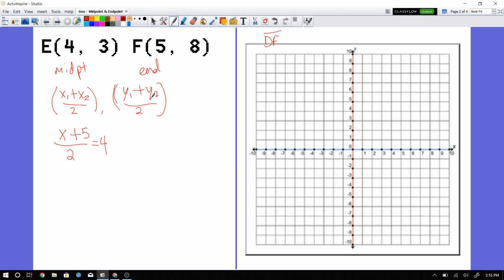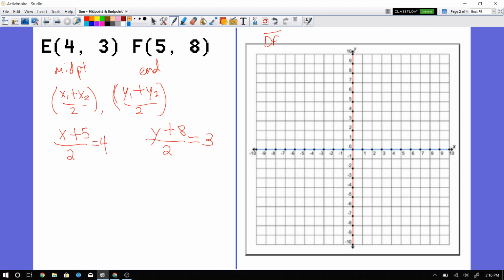Then we can set this one up with the 8. So y, or y1 plus 8. Since we know this is our endpoint, this is technically y2. So divided by 2, and we already know the answer to this is going to be 3. And you're like, oh man, I can't believe we have to solve more problems like this. Yes, let's work them backwards.